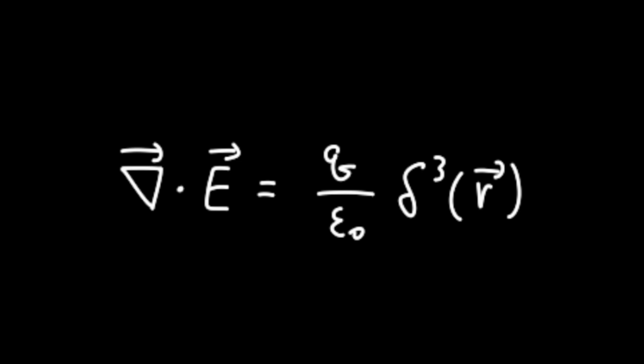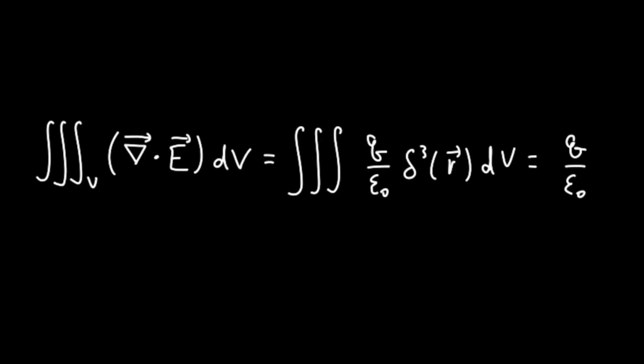So it turns out that the divergence of the electric field from the point charge that we had earlier is equal to the charge divided by the permittivity of free space, as we saw earlier, times the 3-dimensional delta function. What this means is that everywhere that's not the origin, the divergence of this electric field is equal to 0, but at the origin, the divergence is equal to infinity.